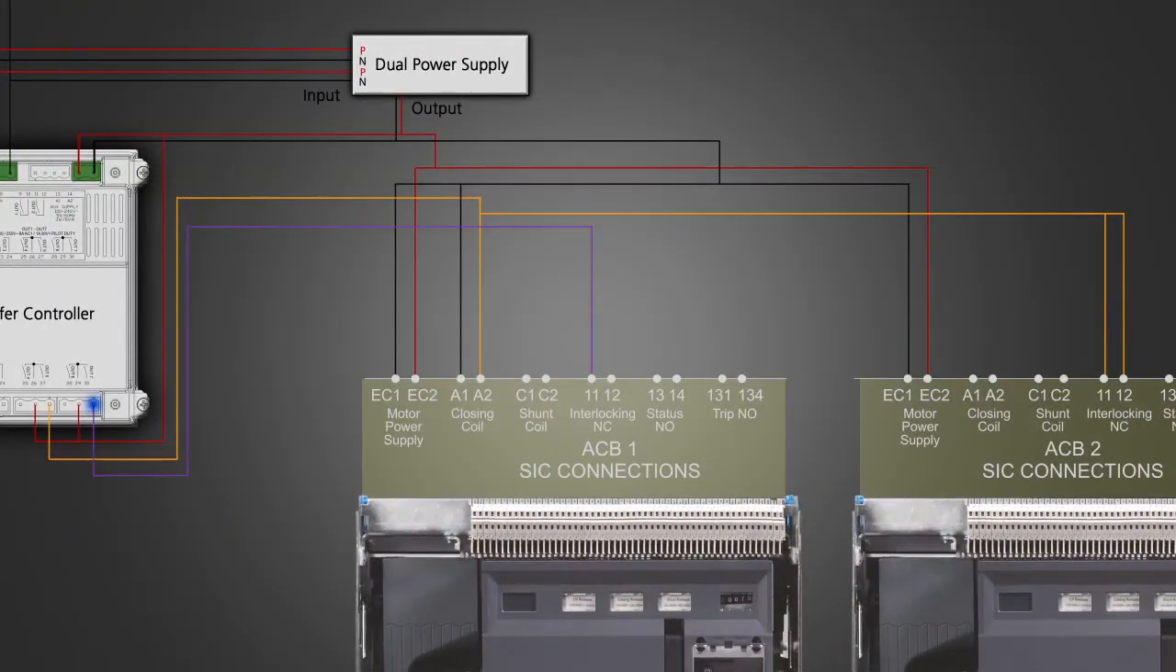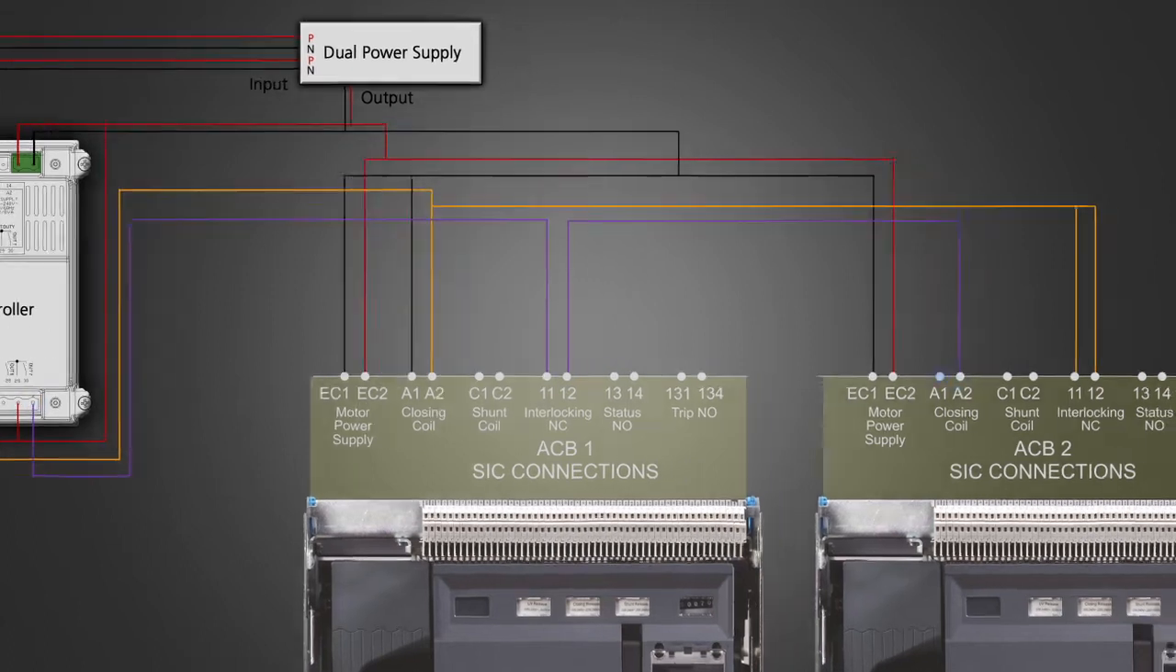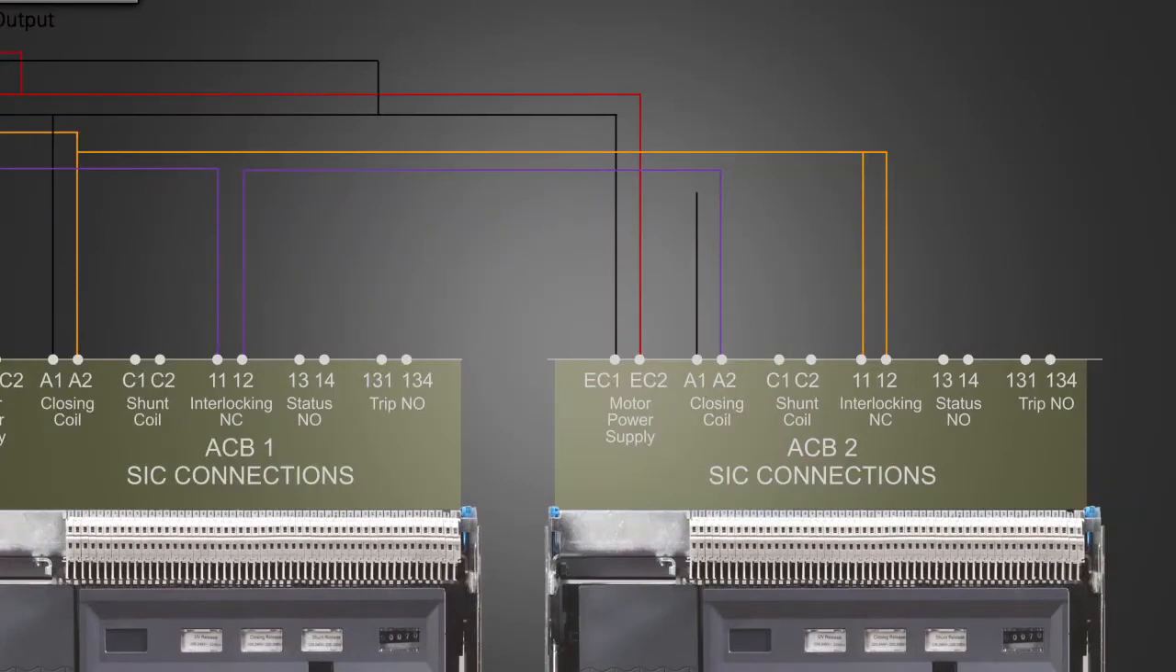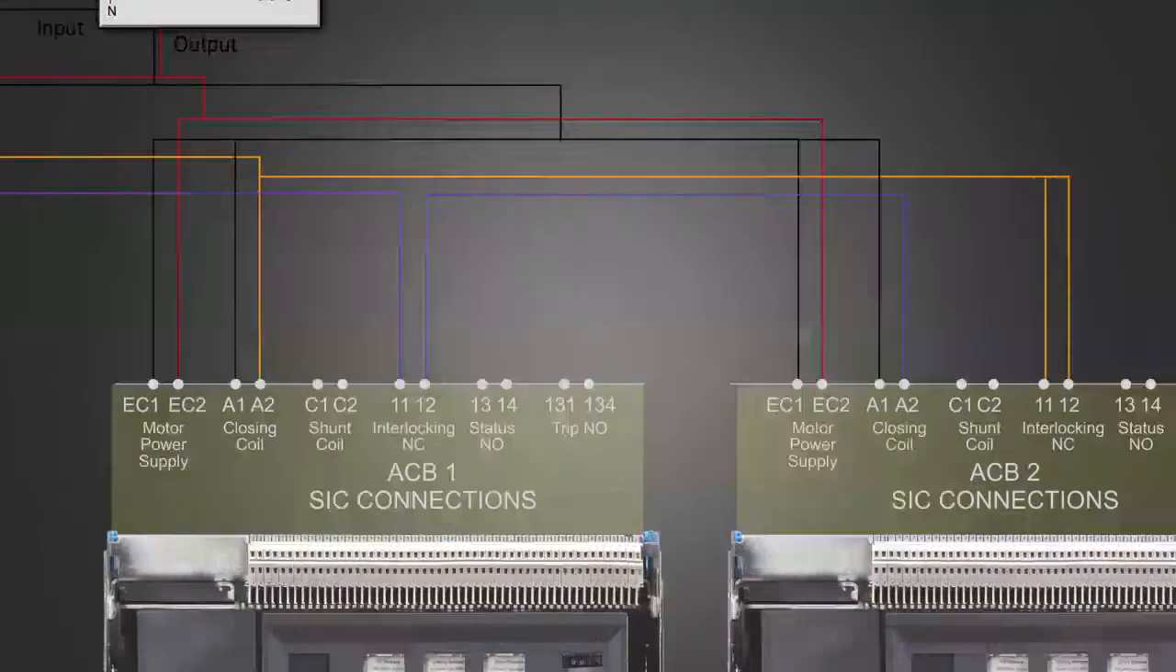Terminal 30 of output 7 of the controller connected to the terminal A2 of the closing coil SIC of ACB2 through NC contact SIC number 11 and 12 of ACB1. The terminal A1 of closing coil of ACB2 connected to neutral.